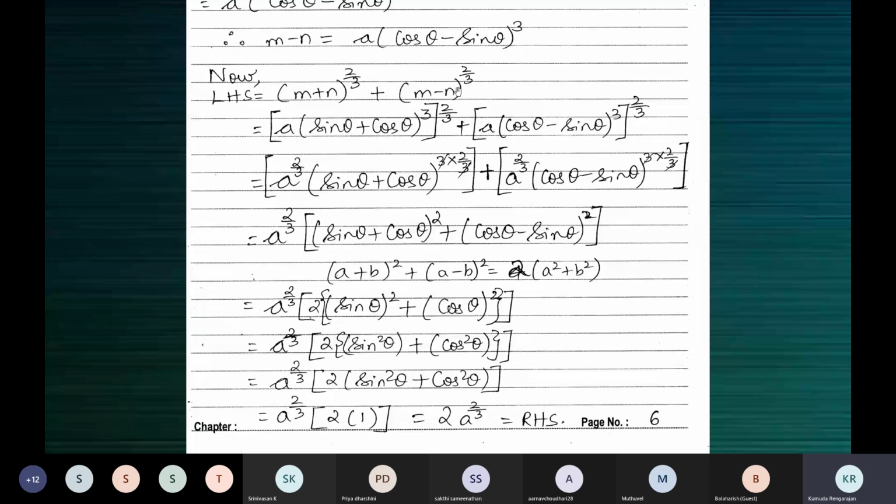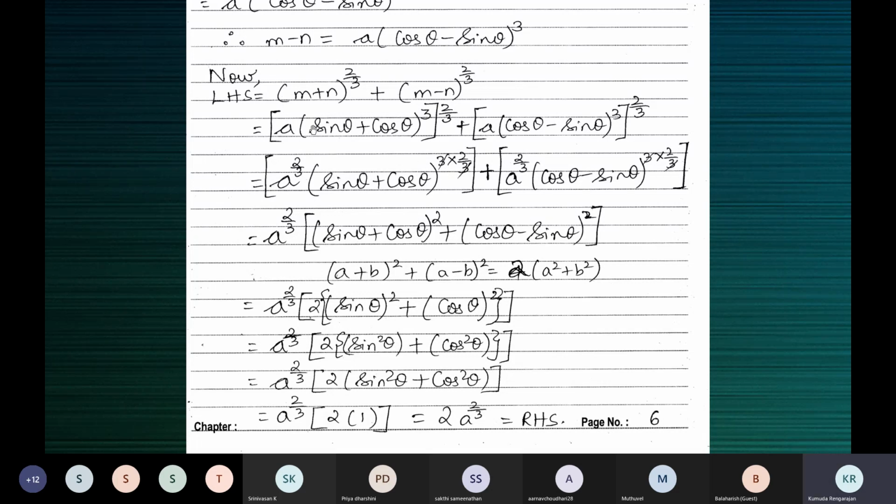But you know that when you have more than one power, you'll have to multiply the powers. When it is a square, the whole power 3, the whole power 4, you'll have to multiply the powers 2 into 3 into 4. So this one is already raised to the power 3, sine theta plus cos theta the whole power 3, and again raised to the power 2 by 3. So we'll have to multiply the powers, 3 into 2 by 3.